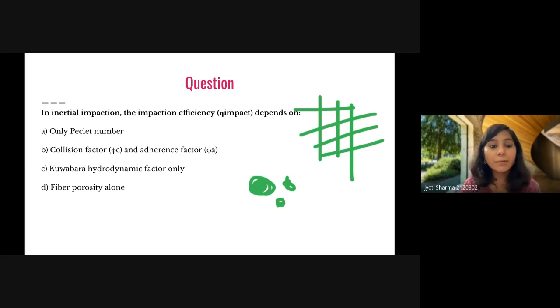We will talk about this, but if we have inertial impaction, it means there is a fiber, and whenever we have particulate matter with a very small size, then there will be inertial impact. Here the efficiency will depend on some parameters. Can you tell me which parameter? Now we have some new terminologies: only Peclet number, collision factor and adherence factor, Kuwabara hydrodynamic factor, and fiber porosity alone.